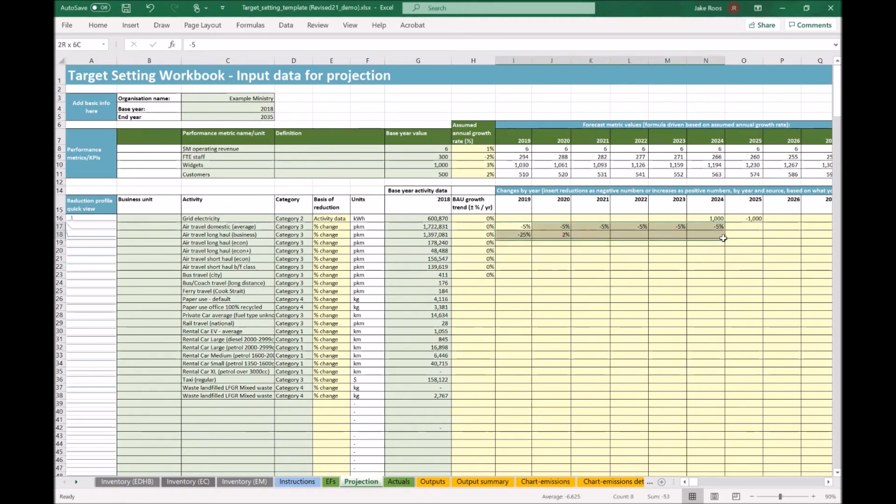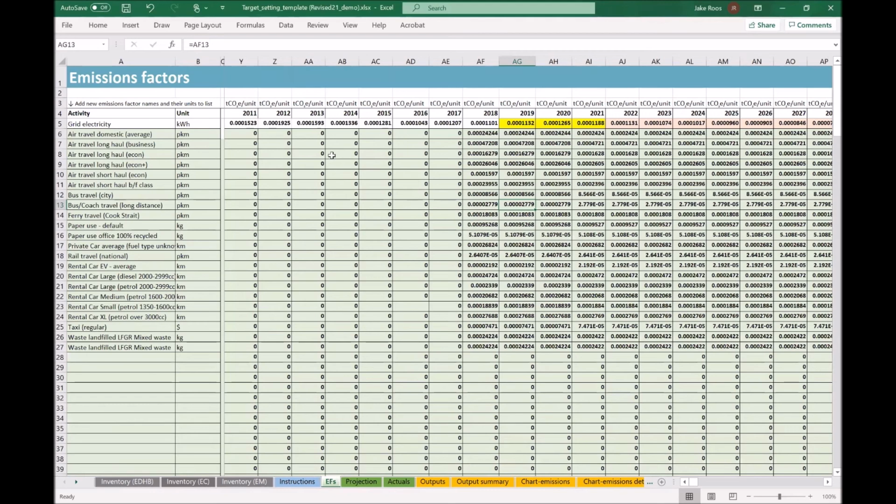So say, for example, that example ministry had decided to use less business class long-haul travel for its international flights and instead go on economy class because it has a lower emissions factor. So we can see here in the emissions factors, business class is 47, economy is 16, so it's 1/3. So by doing that conversion, they could cut their emissions from flights by 2/3.